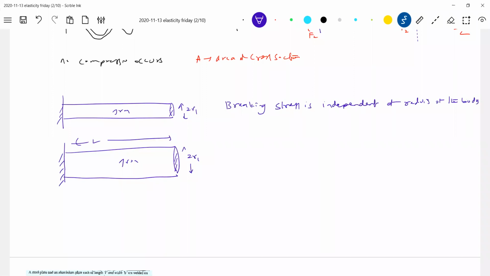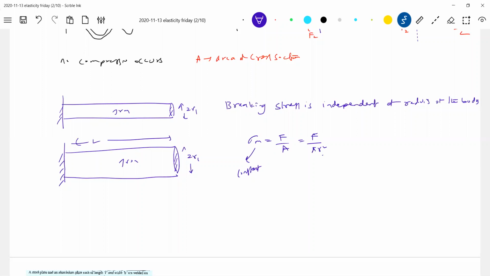Breaking stress depends on the material, no? Iron has one breaking stress. Copper has one breaking stress value. It's independent of the radius. But how do you measure breaking stress? Force by area. Sigma m is a constant. So actually, I think I should make things clear here. As you increase R, the force required to rupture the body will be different.